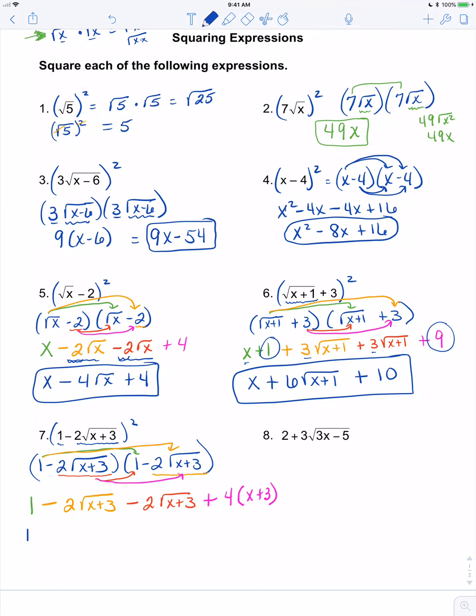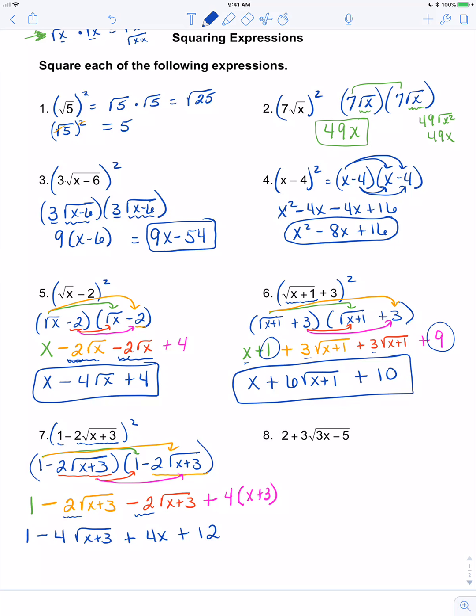Okay, so now we've got 1 minus, we've got negative 2 square roots of x plus 3, another negative 2 square roots of x plus 3. So that gives us negative 4 square roots of x plus 3. And then we're going to distribute this 4. So 4 times x is 4x, and 4 times 3 is 12.